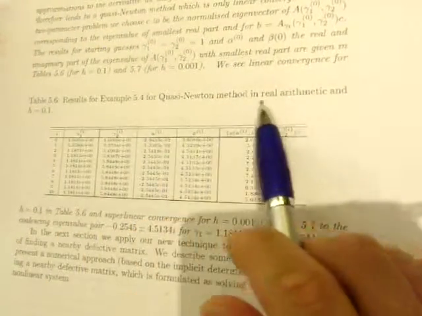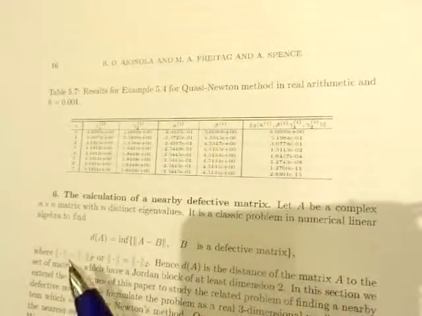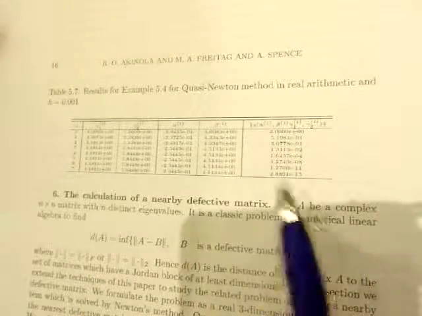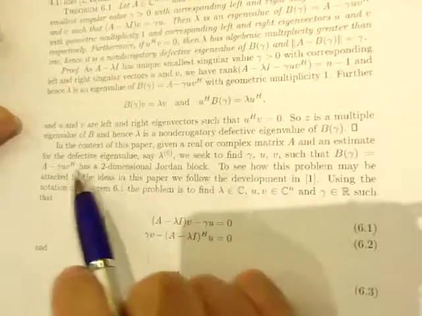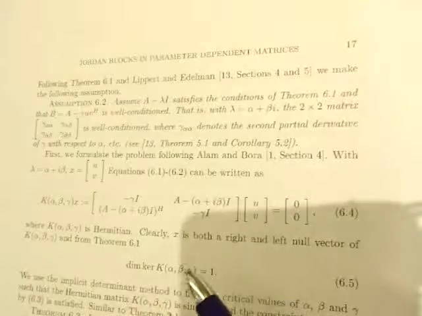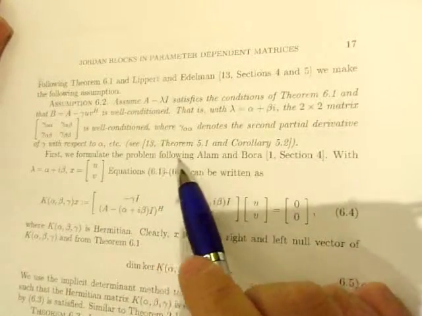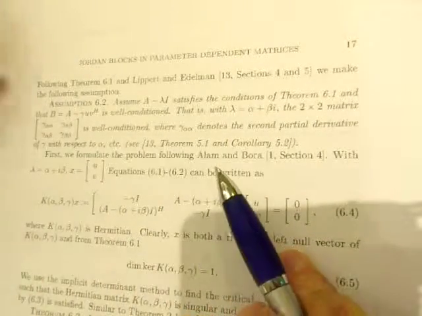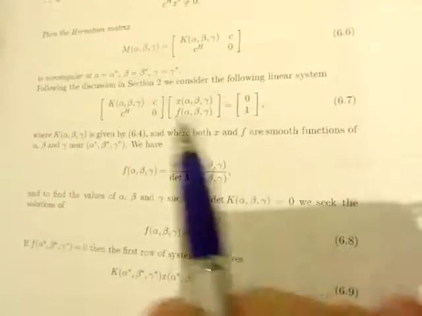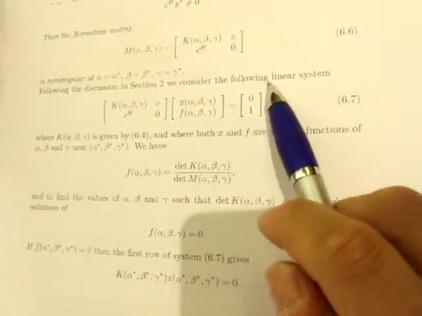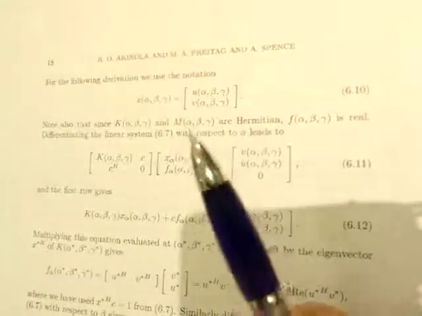Last example: the cross Newton method. The calculation of the matrix. In the context of this paper, given a real or complex matrix, estimate the value m. The formal problem is given with the following equation, following the discussion section, as the following linear system.